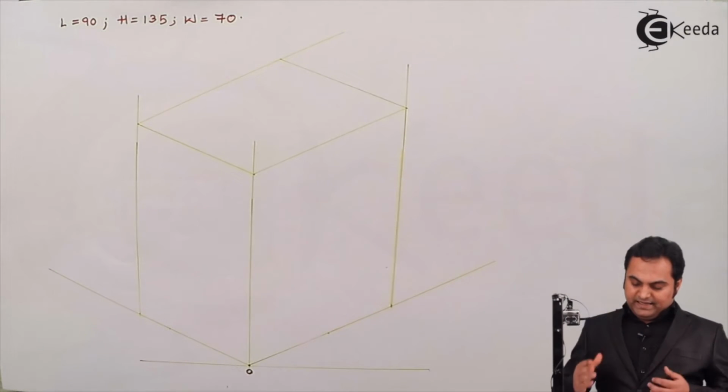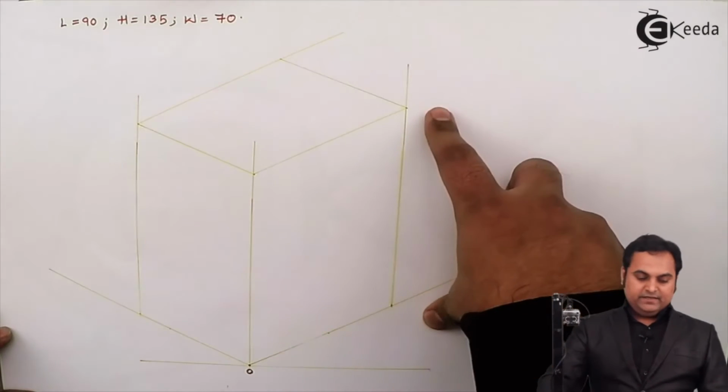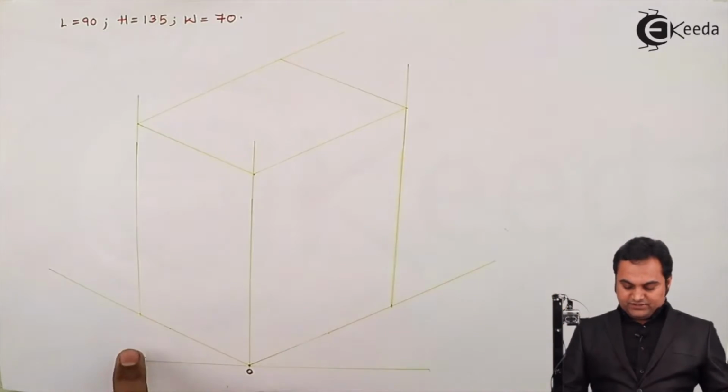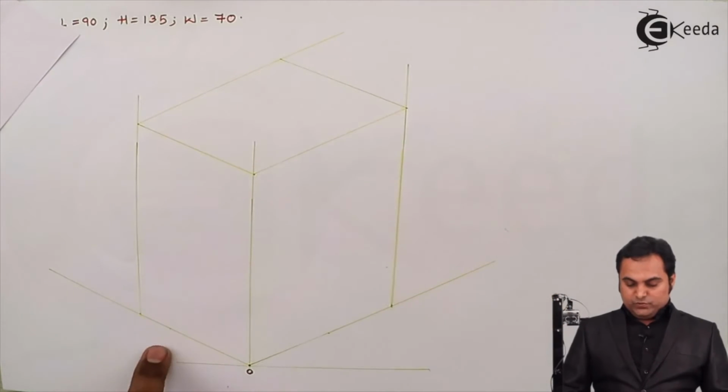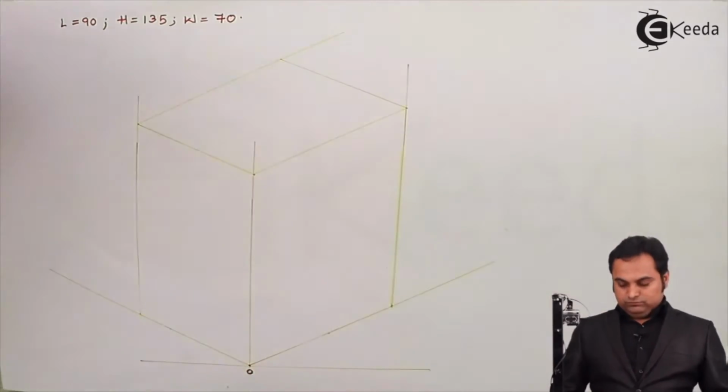Now, as explained, the front view is on this side. Here I am having the length and height. Next, this is the side view where there is width and height. Then this will use the top view.